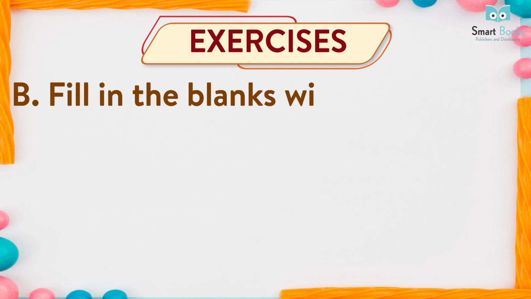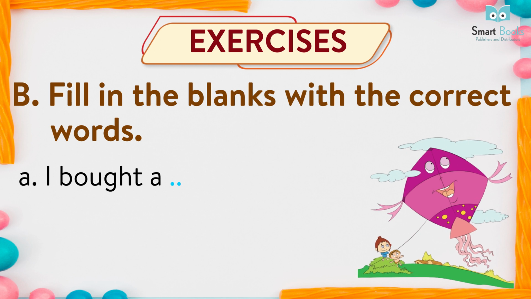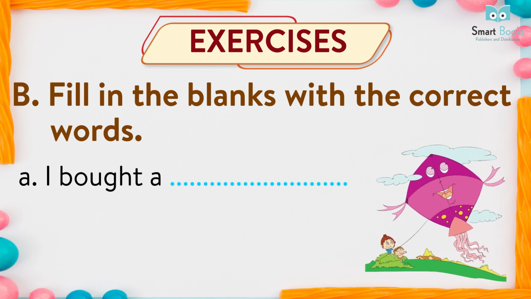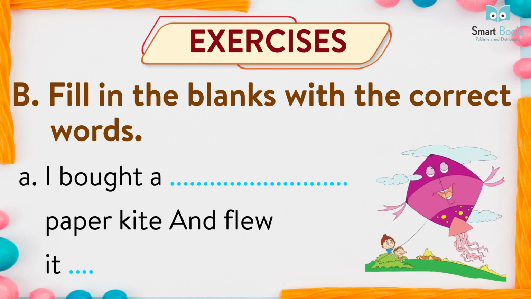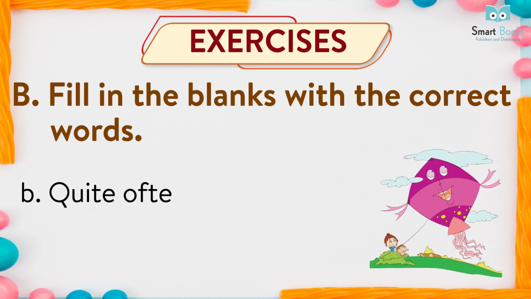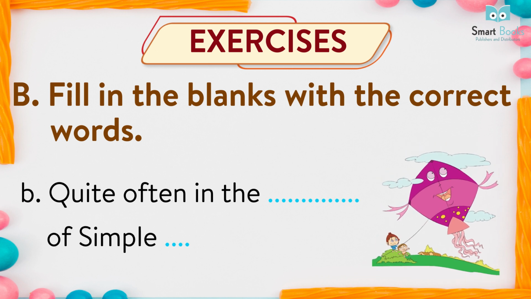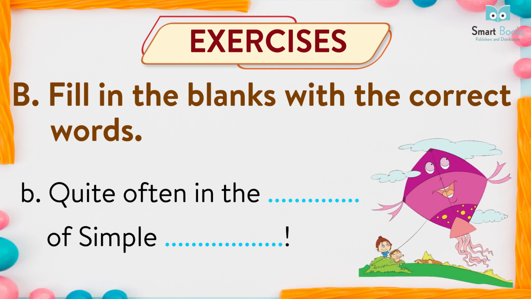Fill in the blanks with the correct words. A. I bought a pretty paper kite and flew it yesterday. B. Quite often in the branches of simple arithmetic.